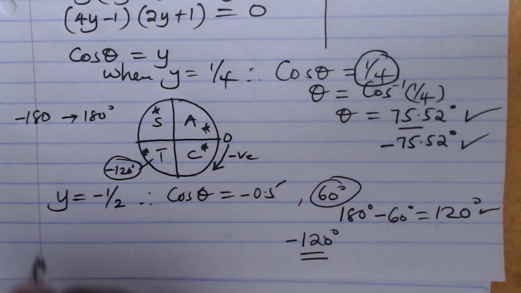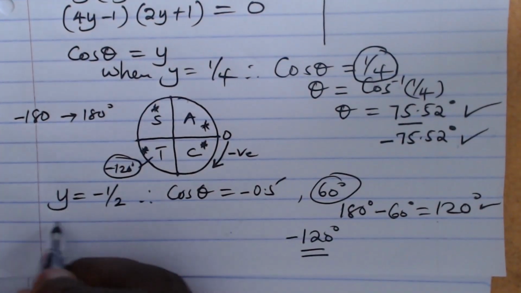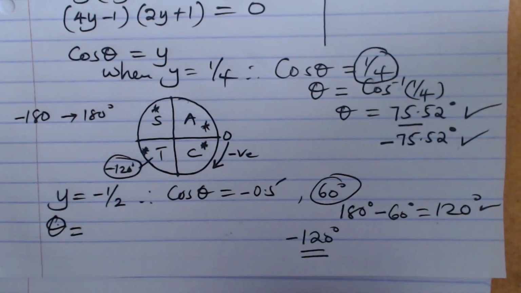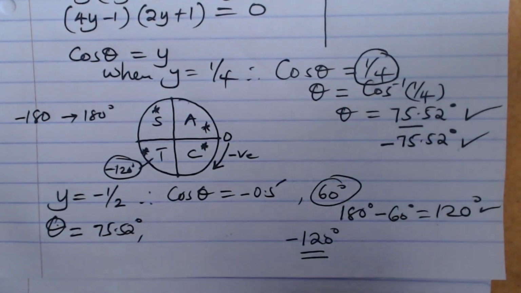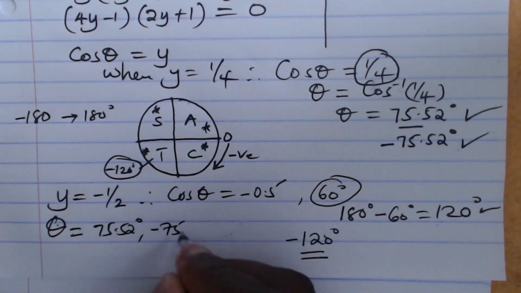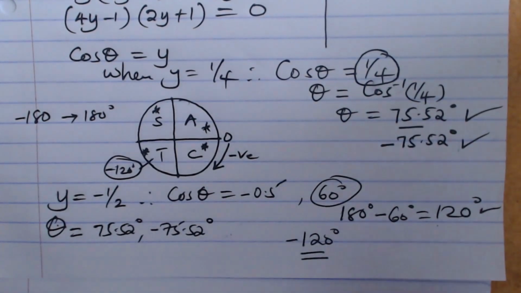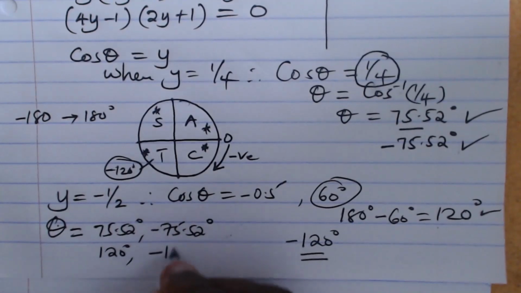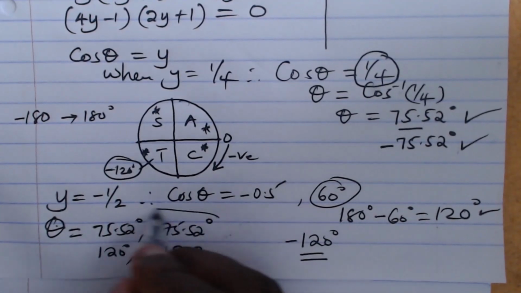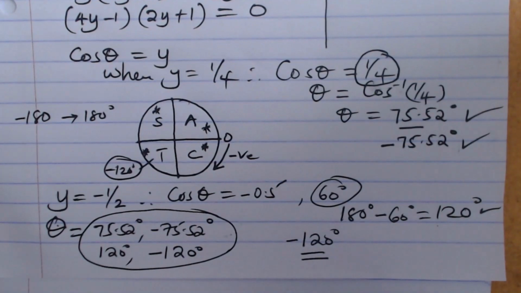So now we have obtained all the answers. Theta therefore is 75.52 degrees, then negative 75.52 degrees, then 120 degrees and negative 120 degrees. These are the values of theta that will satisfy that logarithmic equation.